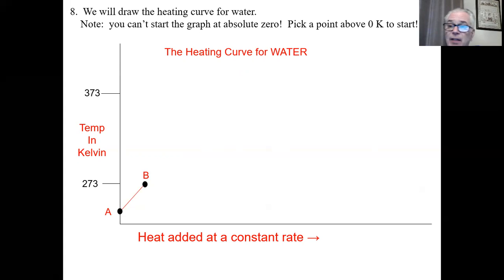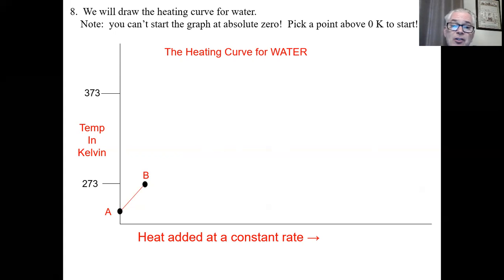Now, these particles of H2O, they're molecules that are stuck together. They're solid ice. But at point A, they are vibrating slowly. And at point B, they are vibrating quite a bit. They're still stuck, but they're really buzzing, relatively speaking.